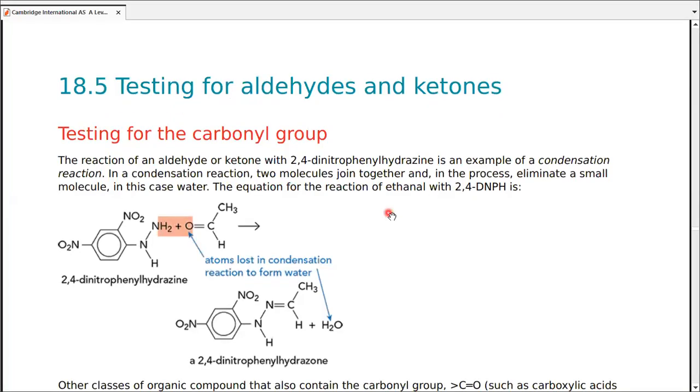Testing for aldehydes and ketones. Since both aldehydes and ketones have the same carbonyl group, and most of their compounds tend to have the same odor, specifically the ones with the shorter chain length, testing for them and differentiating between them is an important part of the process.